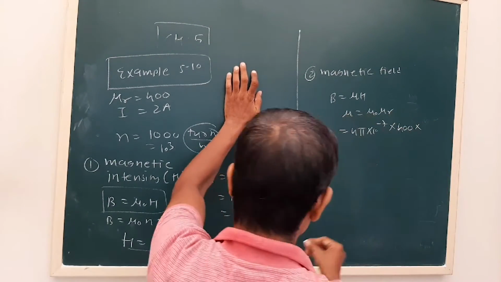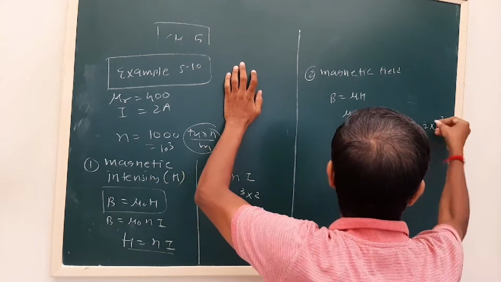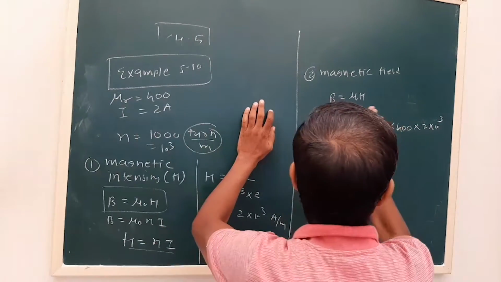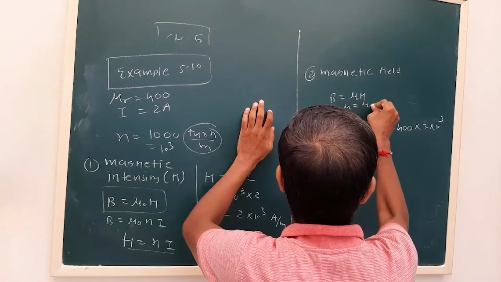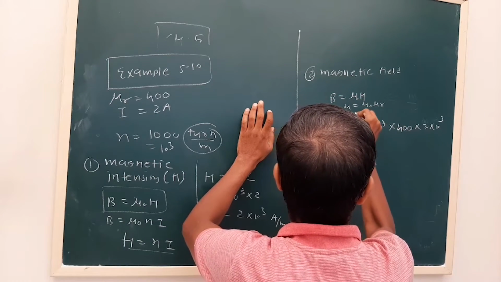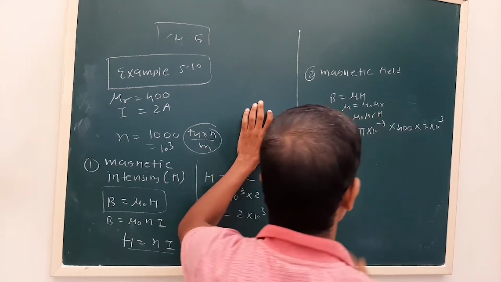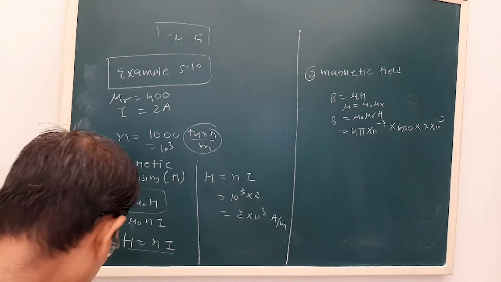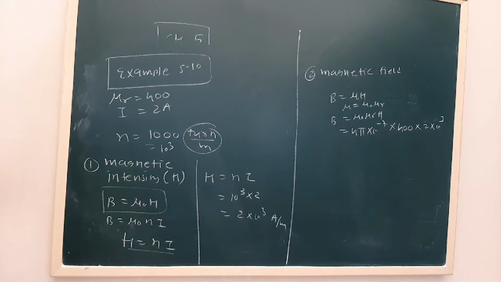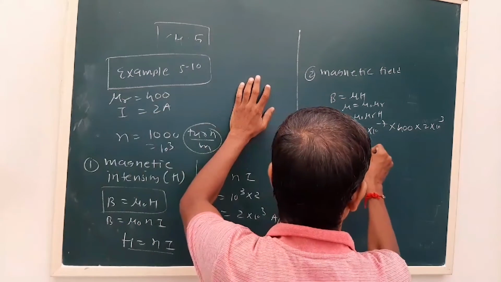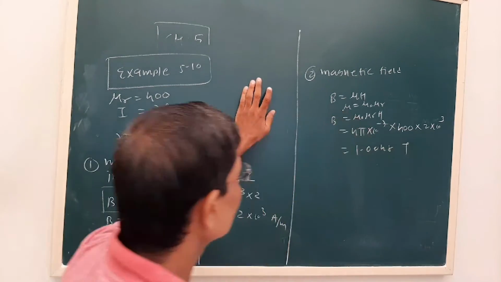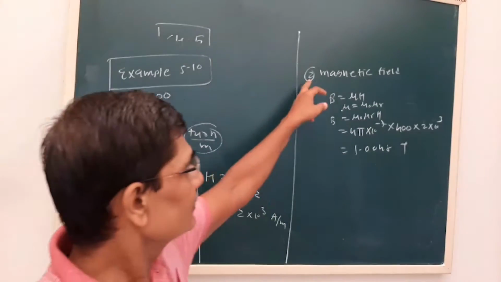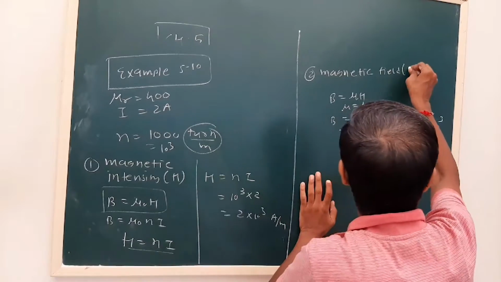and the H we have obtained is... Okay, now this is how we can substitute the values. So that will get us about 1 Tesla. Okay, that is 1.00. So first we obtained the magnetic intensity, second we have obtained the magnetic field B.